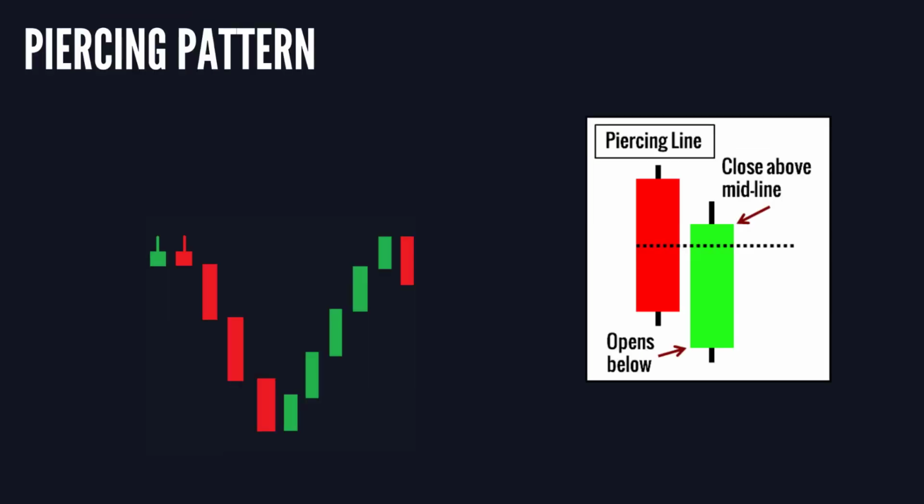The next one is the piercing pattern. It is a 2-candle pattern. It is formed by a bearish candle and a bullish candle. The bullish candle closes above 50% of the bearish candle, like you can see in this clear example. Sometimes there is a gap between these 2 candles, but let me tell you something, this is more common in the stock market. If we are talking about forex, this is more uncommon. Let's see a perfect example of this.